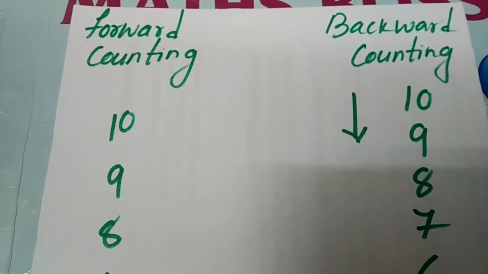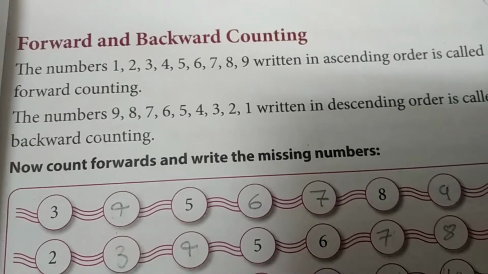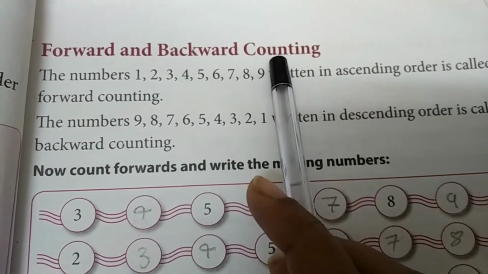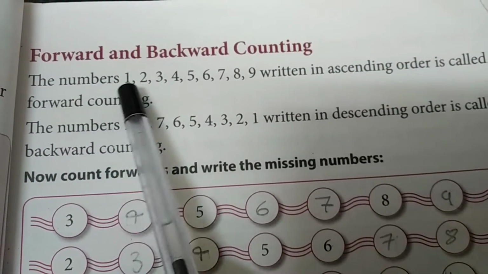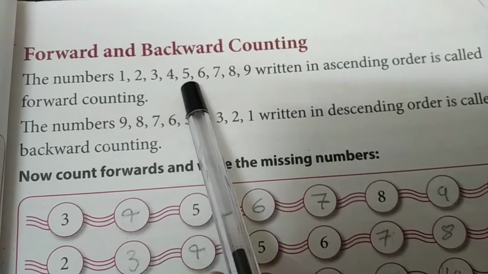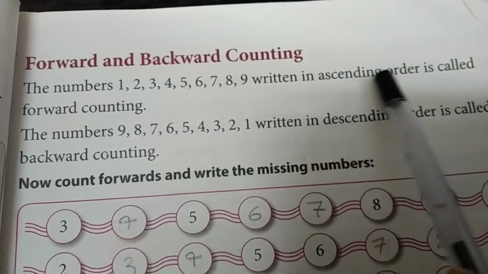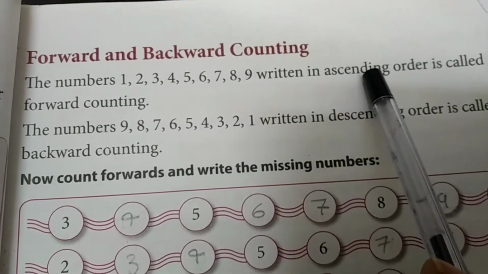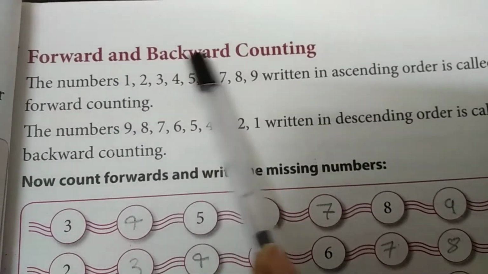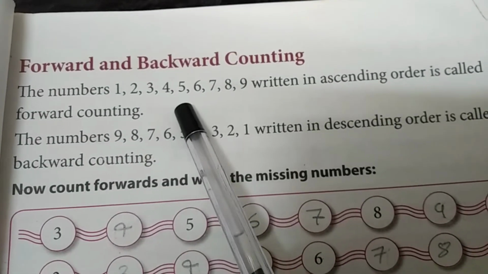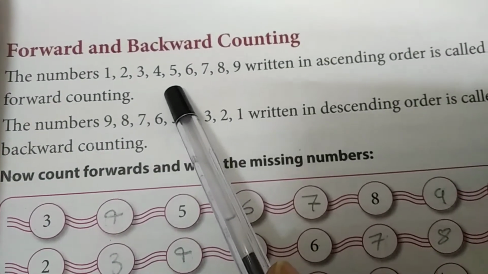Okay. Now moving to your textbook. Here you can see forward and backward counting. The numbers 1, 2, 3, 4, 5, 6, 7, 8, 9 are written in ascending order. That means in increasing order. That is small to big, which is called forward counting. That means how we normally count the numbers.